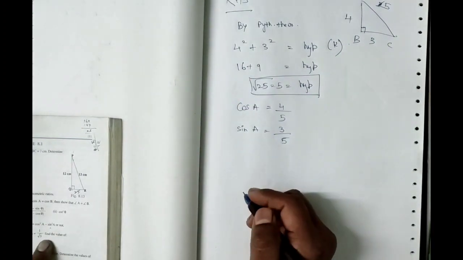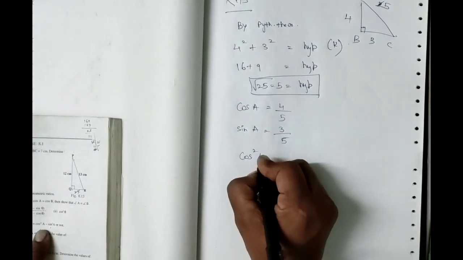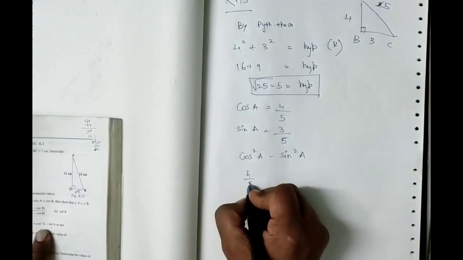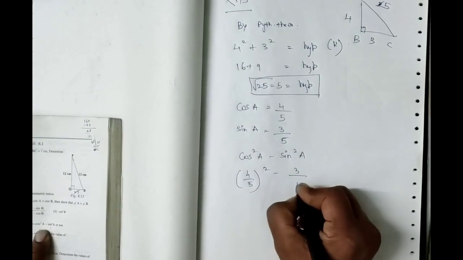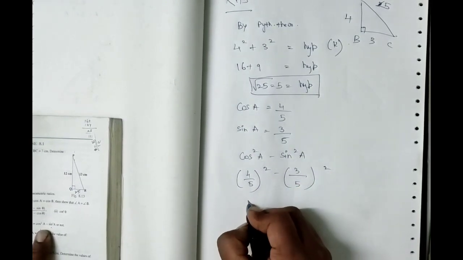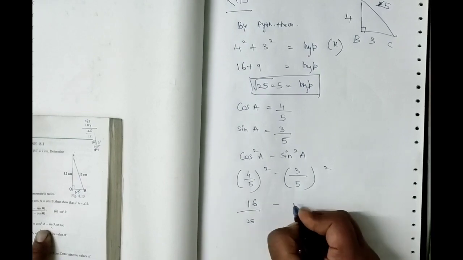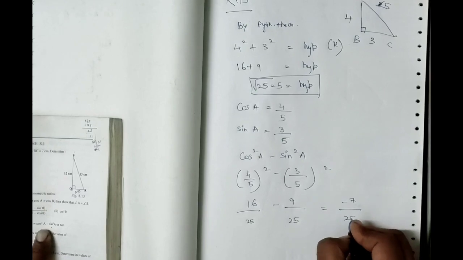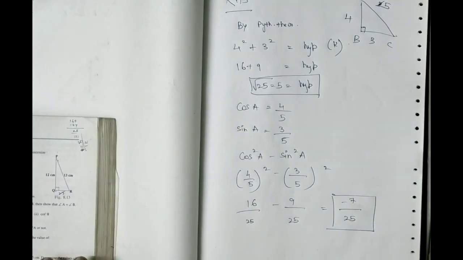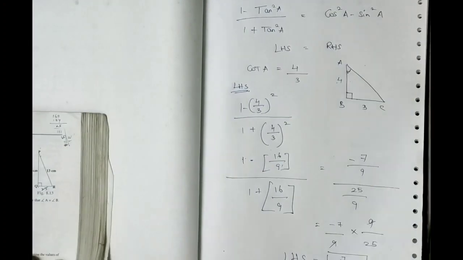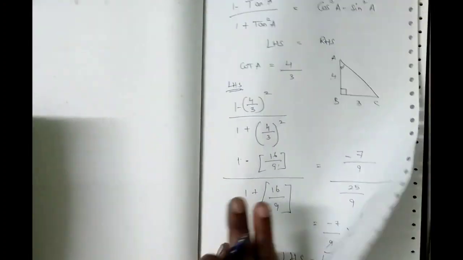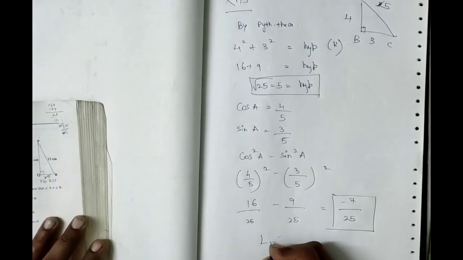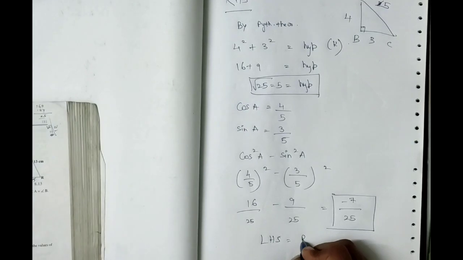Now we'll solve for RHS, that is cos square A minus sine square A, nothing but 4 by 5 the whole square minus 3 by 5 the whole square, which is going to be 16 by 25 minus 9 by 25. So this is minus 7 by 25. This is the RHS. So what we got as LHS, minus 7 by 25, RHS also we got as minus 7 by 25. So hence proved, LHS is equal to RHS.